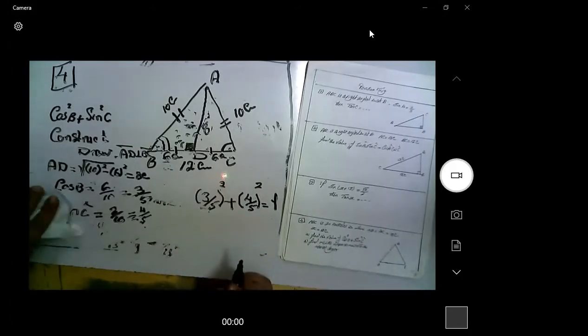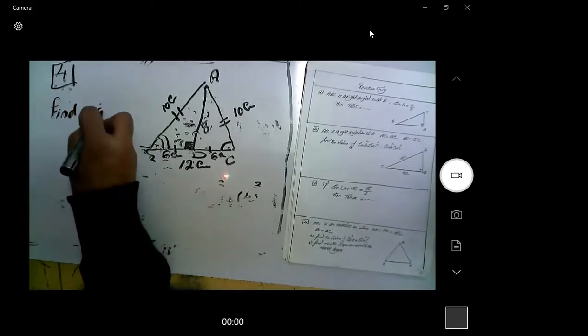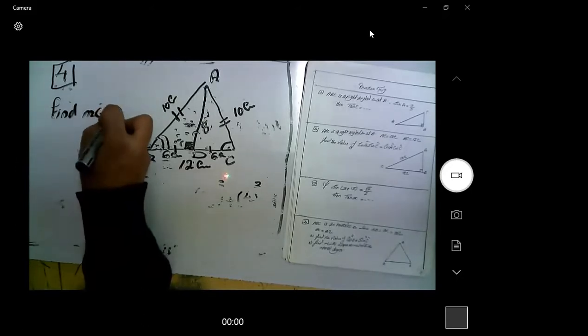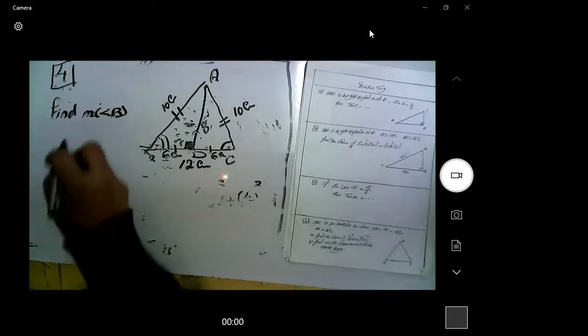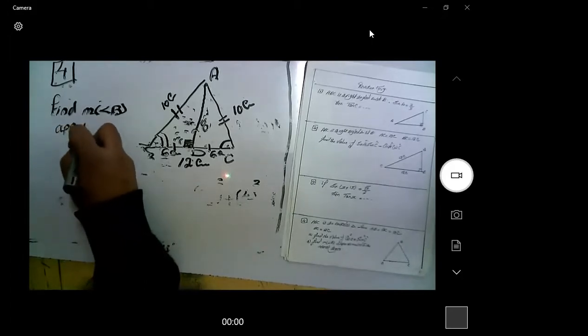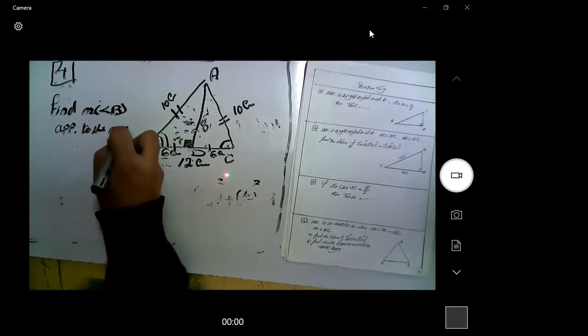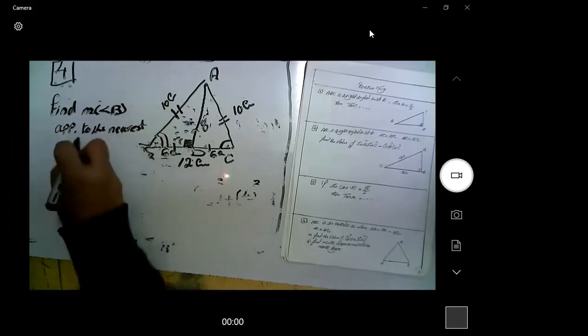Now we have the second question in the same problem. The second question is getting the measure of angle B. Find the measure of angle B, approximated to the nearest degree.